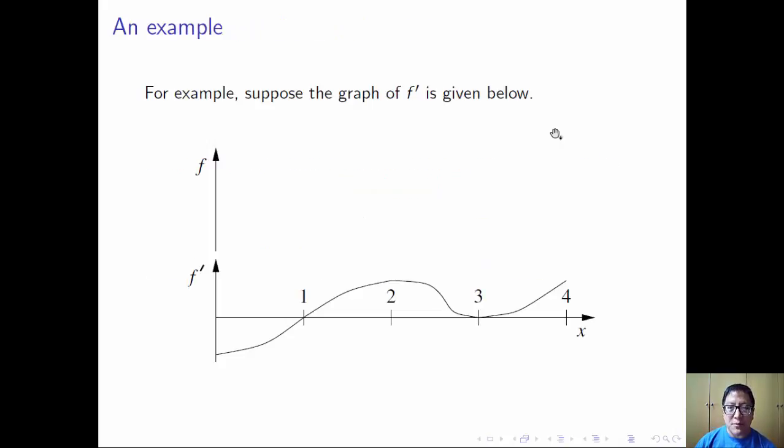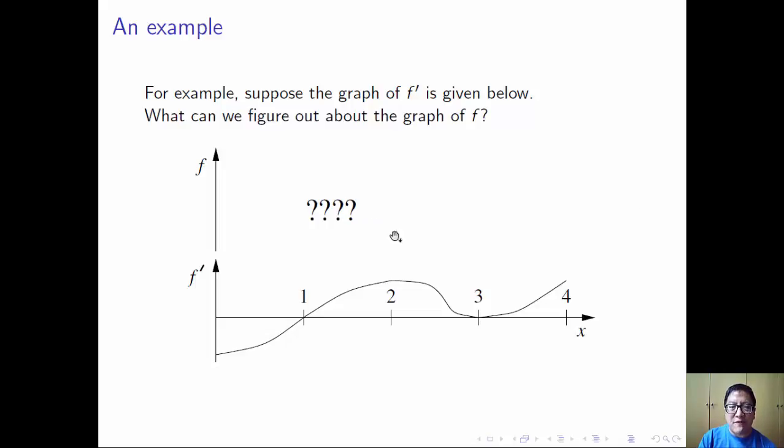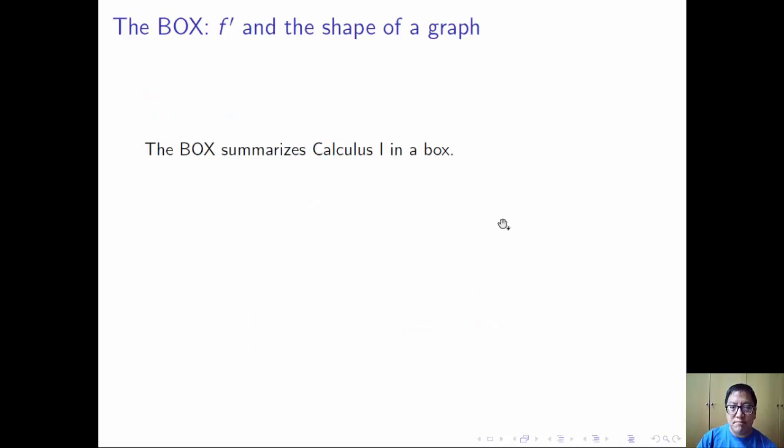All right, and so here's an example. Suppose we have the graph of f prime given below. Here it is. And the question is, what can we figure out about the graph of f? What can we reconstruct up here to go with what we know about the graph of f prime?